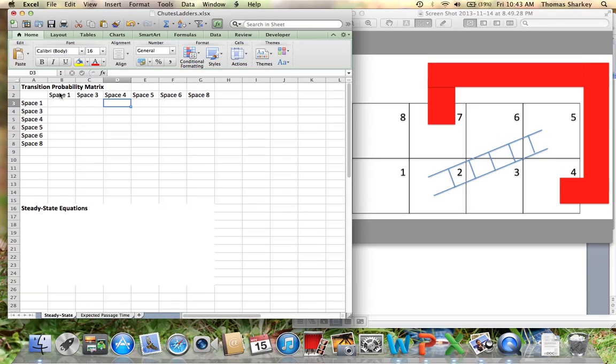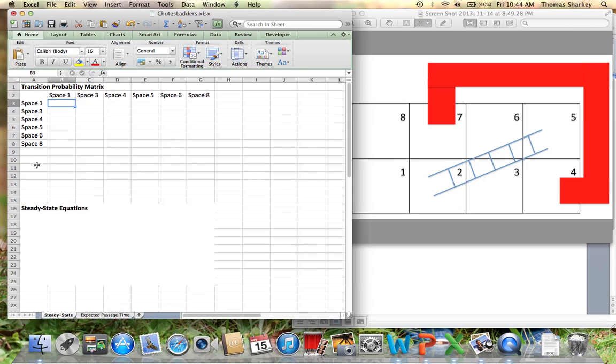So let's look at filling out the transition probability matrix. We said that we have 4 integers on our spinner. That means if I'm on space 1, I can roll a 1 through a 4, and that implies my initial move can be to space 2, space 3, space 4, or space 5. But again, when I move to space 2, I take the ladder up to space 5.